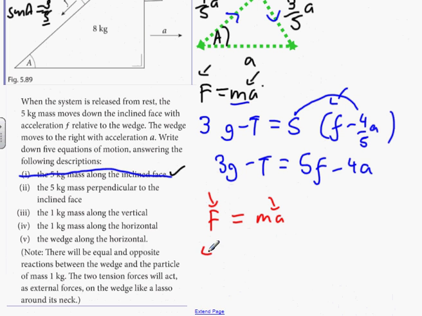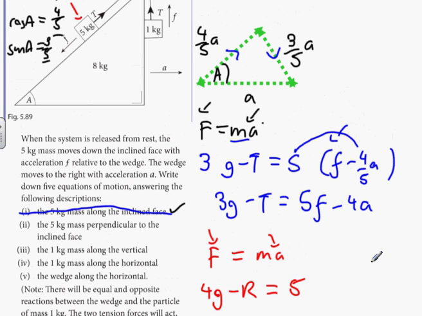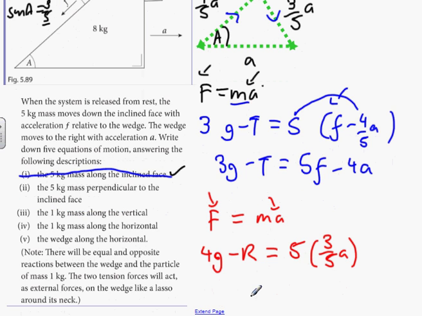So 4G minus R. What's the mass of the object? 5. What's the acceleration going in that direction? 3 over 5a. Good man. And then once we do that, 4g minus r equals 3a. Second equation, done.